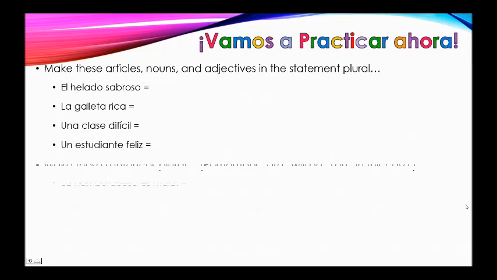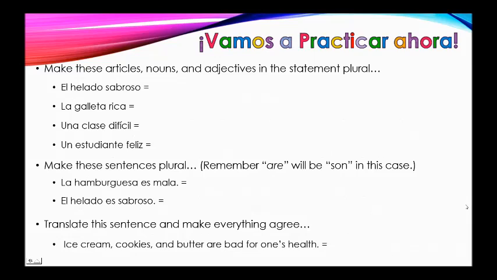Okay, vamos a practicar ahora. So on your paper, I want you to take the first part, these articles, nouns, and adjectives in the statement, and make them plural using all of the rules that we learned in this lesson. And also remember, are will be son in these sentences, and we will learn that later, but just so you know, are will be son. And I want you to then translate this last sentence and make everything agree. So pause this and take a moment to test out your understanding of what you learned.